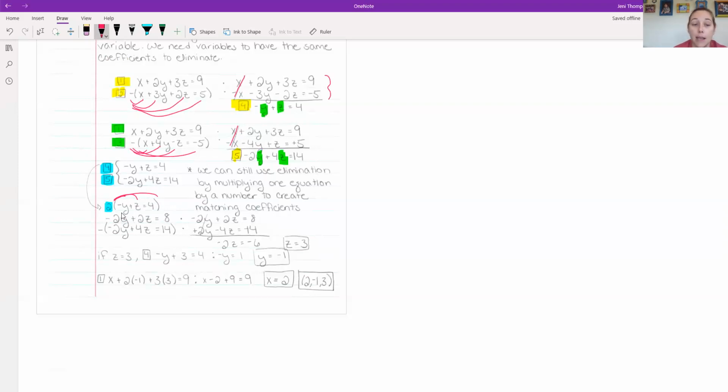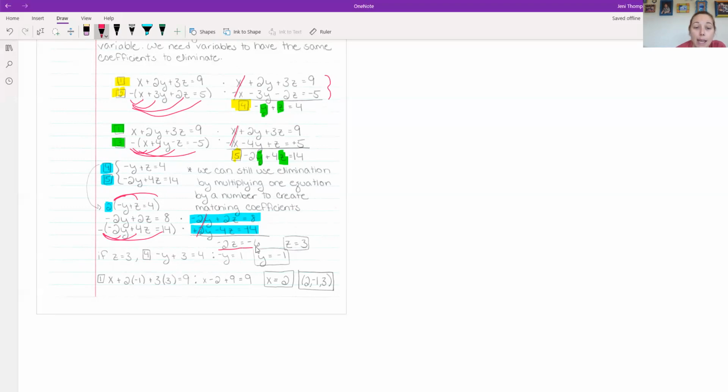And now I can eliminate, right? These are both minus signs, which means I need to subtract one from the other. And again, this minus sign gets distributed to each piece. So that gives me these guys right here. So now when I combine them together, -2y plus 2y, that's 0. 2z minus 4z gives me -2z. 8 minus 14 gives me -6.